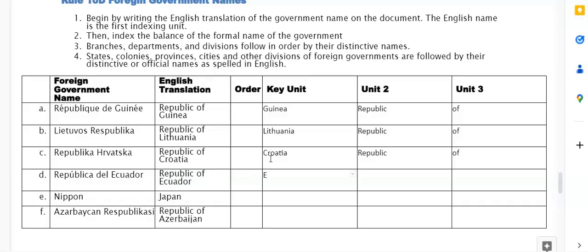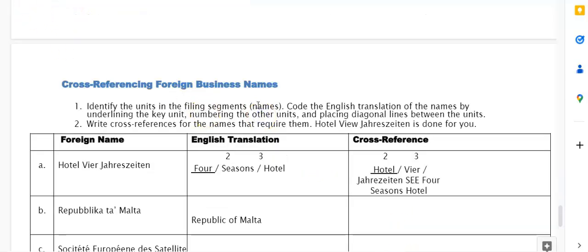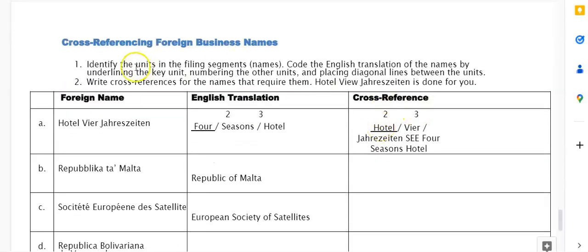For Ecuador, that's going to be Ecuador as my key unit. Republic as Unit 2. Of is Unit 3. Japan is simply Japan. For Republic of Azerbaijan, Azerbaijan is my key unit. Republic is Unit 2. And Unit 3 is of. And so the cross-references for Chapter 5 focuses on foreign names.